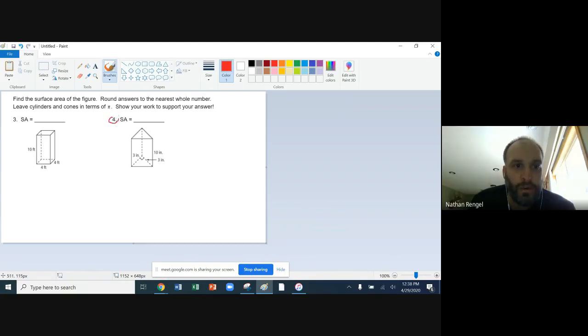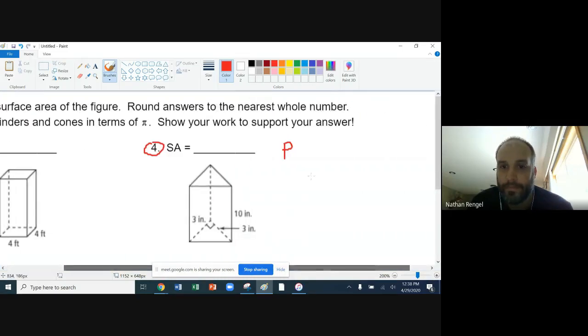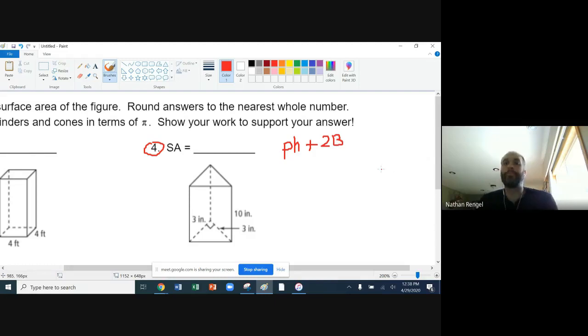And it's important to know that when you're finding the surface area of your prisms, all the formulas are the same. It's going to be Ph plus 2B: the perimeter of your base times the height, plus 2 times the area of your base. What I like to do is organize my information, and then plug it back into the formula once we find all these values.